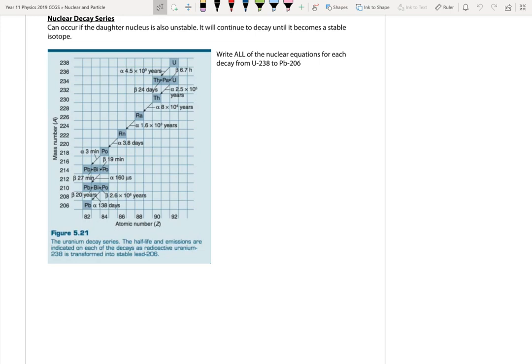Well, there would be beta negatives, because if you're making a proton, you've got to spit out a negative charge to conserve charge. So they are all beta negatives.